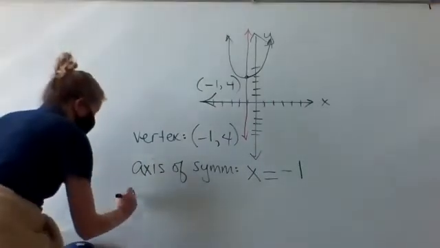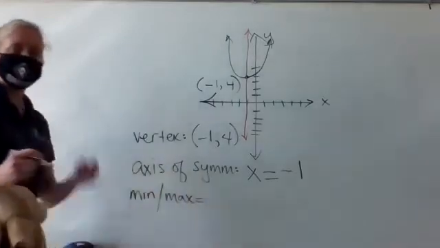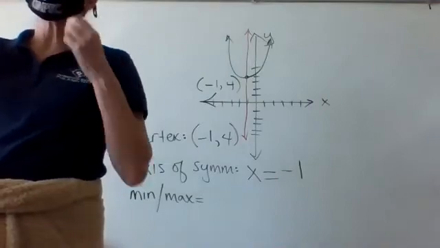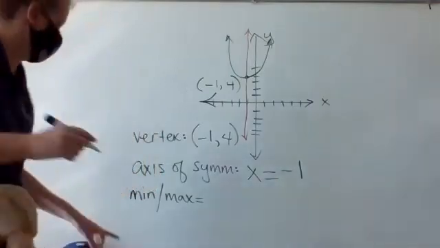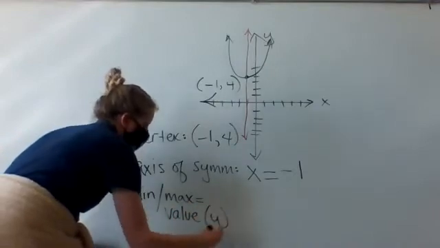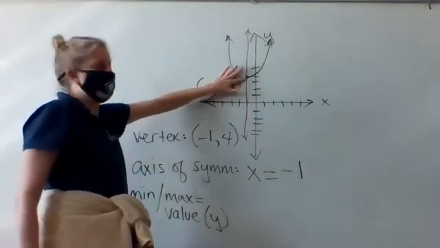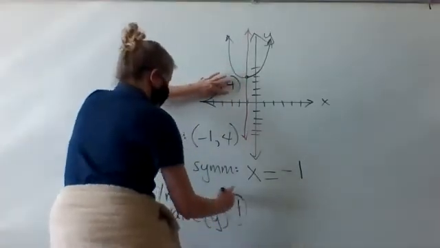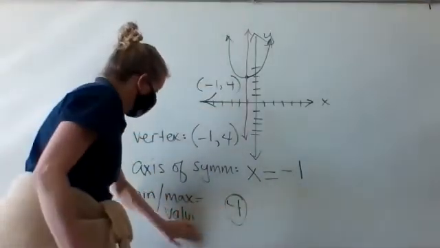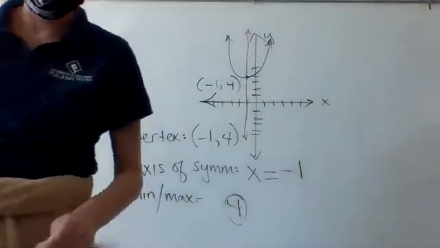Then it wants to know what's its minimum or maximum value. Anytime it's asking about a value, it's asking what is the y. Value is always the y. So this one would actually be the minimum because it's the bottom of it, right? And its value would be 4. Not y equals 4. I should probably not write that. When it's asking about a value, it just wants that number.